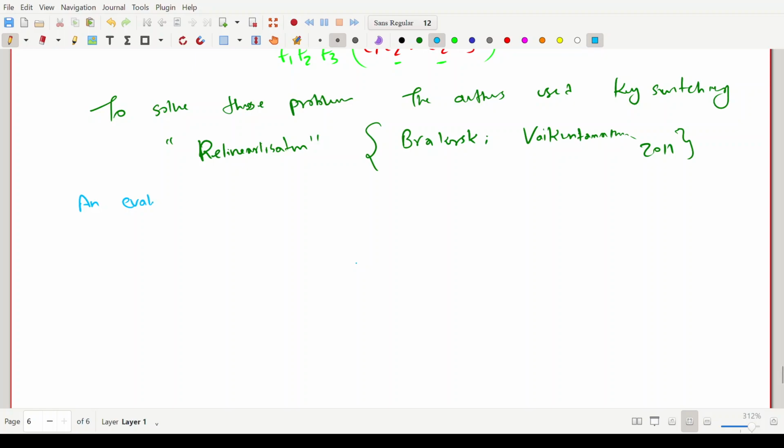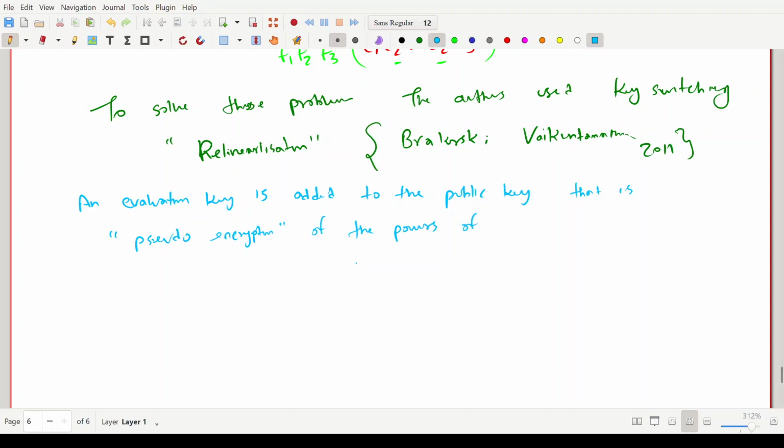And the evaluation key is added. That means instead of just giving the public key, there will be one more key, the evaluation key, that is the pseudo encryption of the power of 2 of the secret key.